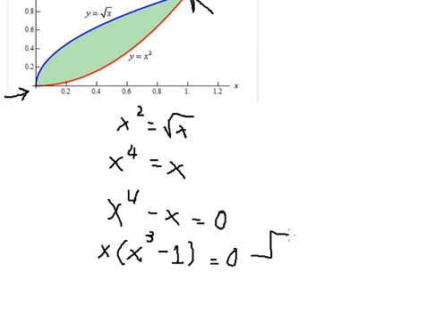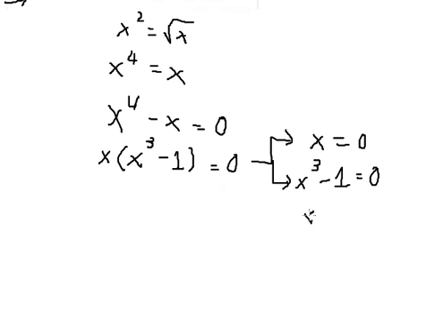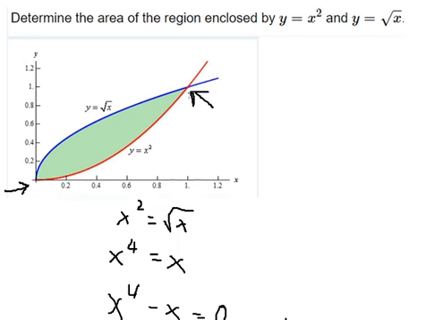So we have two solutions. s equals 0, and the second one, s to the power of 3 minus 1 equals 0. So we put number 1, negative 1 goes to the right and we have positive 1. That means we have s equals 1. So this point in here is s equals 1 and 0.